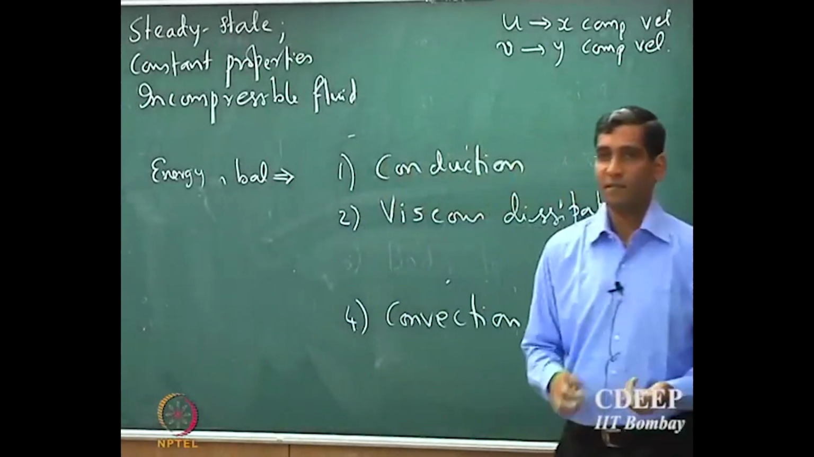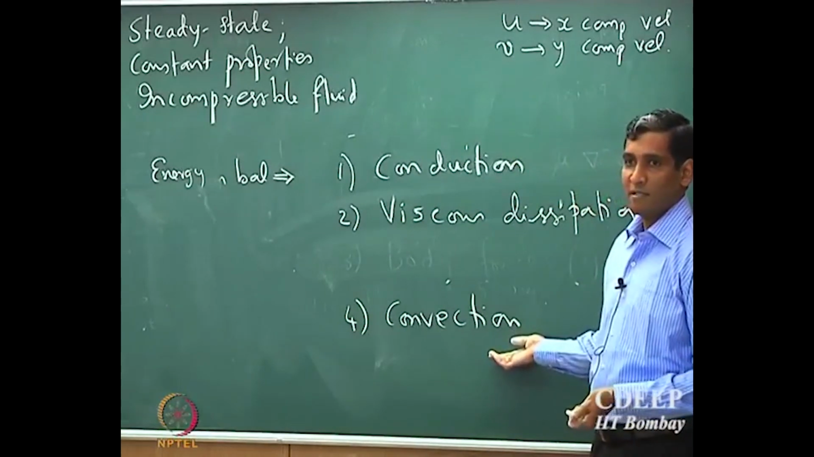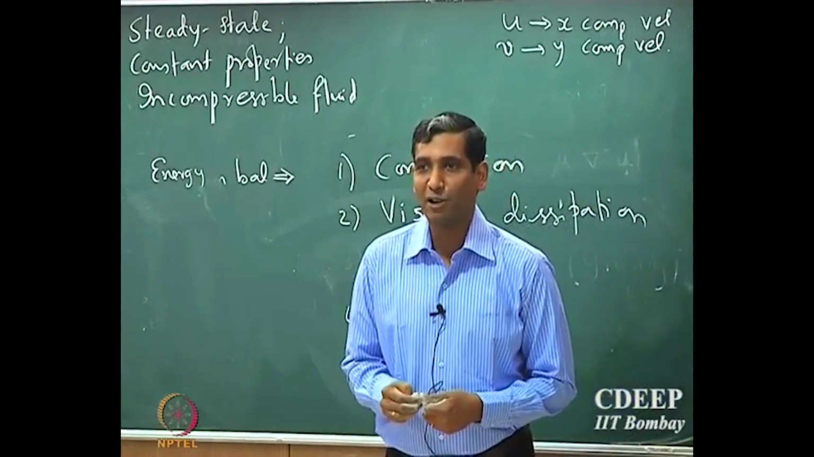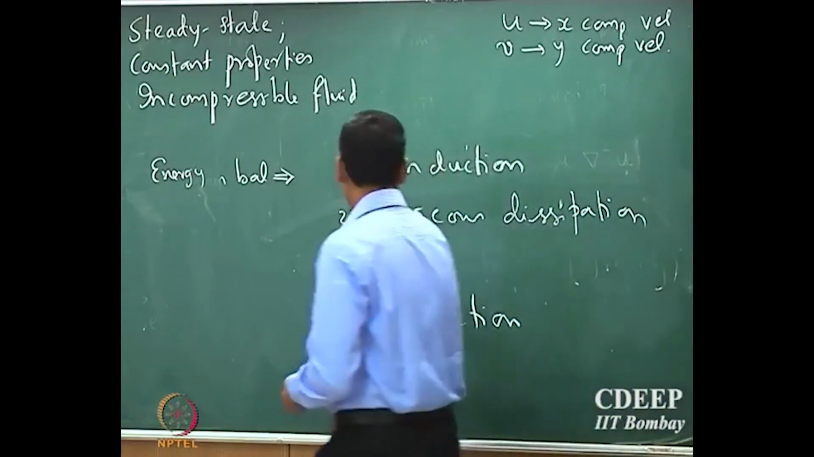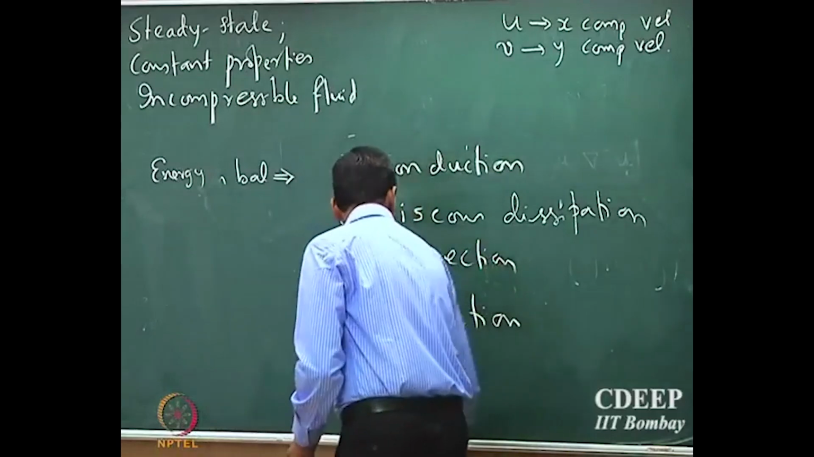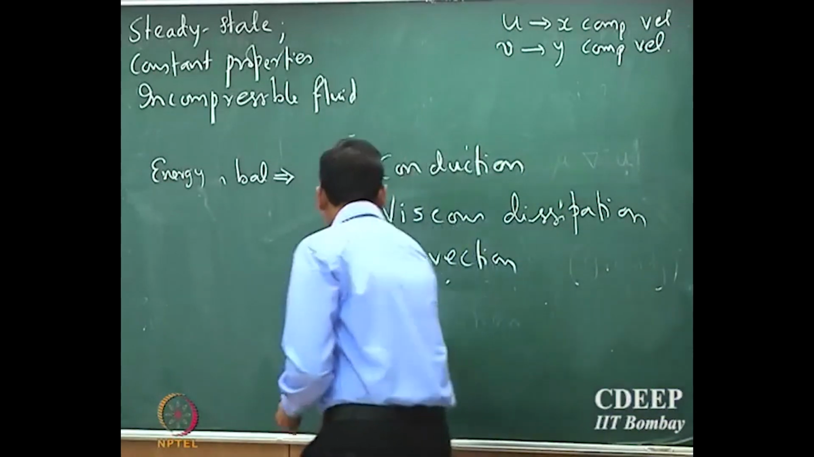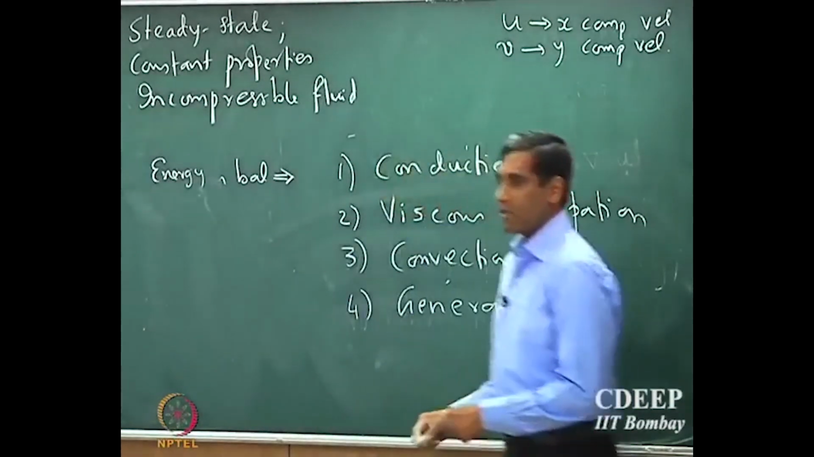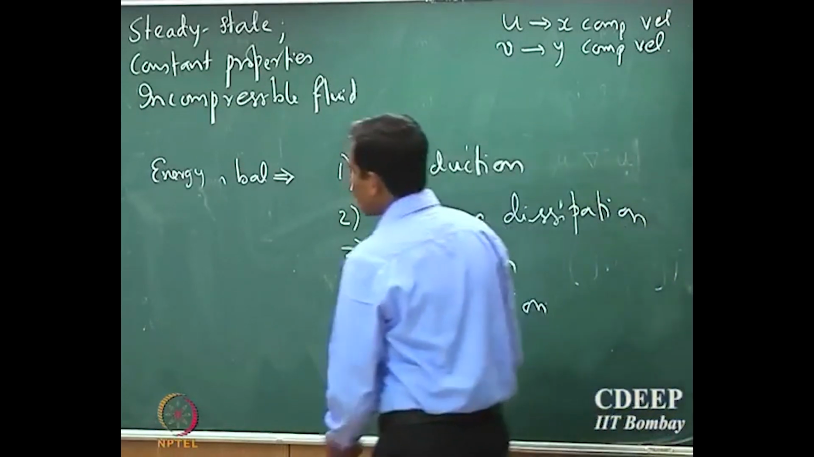Okay. What else? Do we have convection? Yes or no? Do we have convective mode of heat transport? Of course yes. Okay. What else? Work done by? Okay. So we can call it generation term. If it is generation, it's a positive sign; if it is a sink term, it's a negative sign. Okay. So these are the four processes.